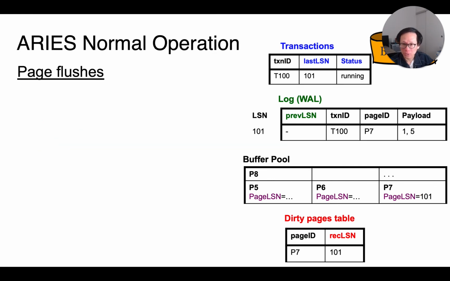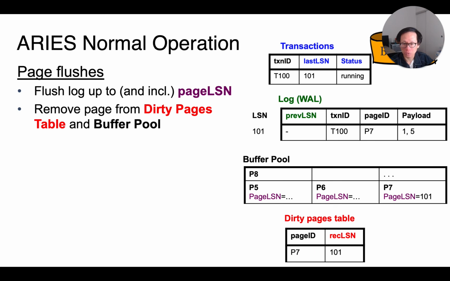Now, what happens when we try to write dirty data pages back to the disk? Remember that ARIES uses write-ahead logging. Therefore, we must first flush the log records to the disk before actually writing out the dirty data pages. So, for example, if our buffer pool manager wants to write out page number 7, which is dirty in this case, we need to first flush the log up to the last LSN that made that particular page dirty, in this case 101.